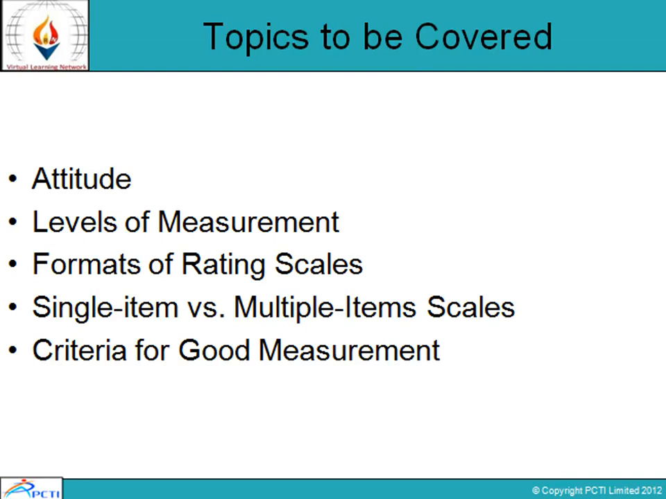Now it therefore becomes very essential for an organization conducting marketing research to understand and measure the attitude of its consumers towards its products and services. Because if the consumers have an unfavorable attitude or a poor image of the company, it would be difficult to sustain itself for a long time.